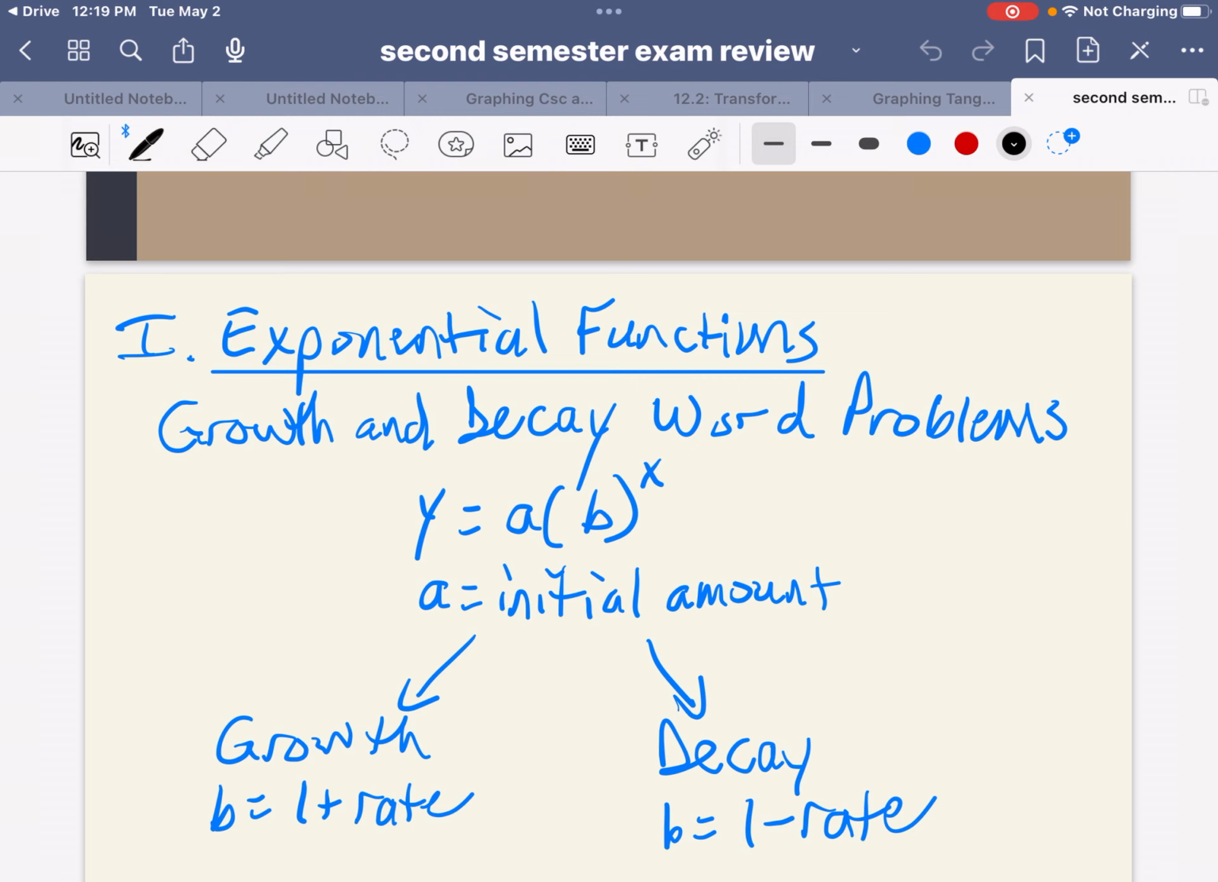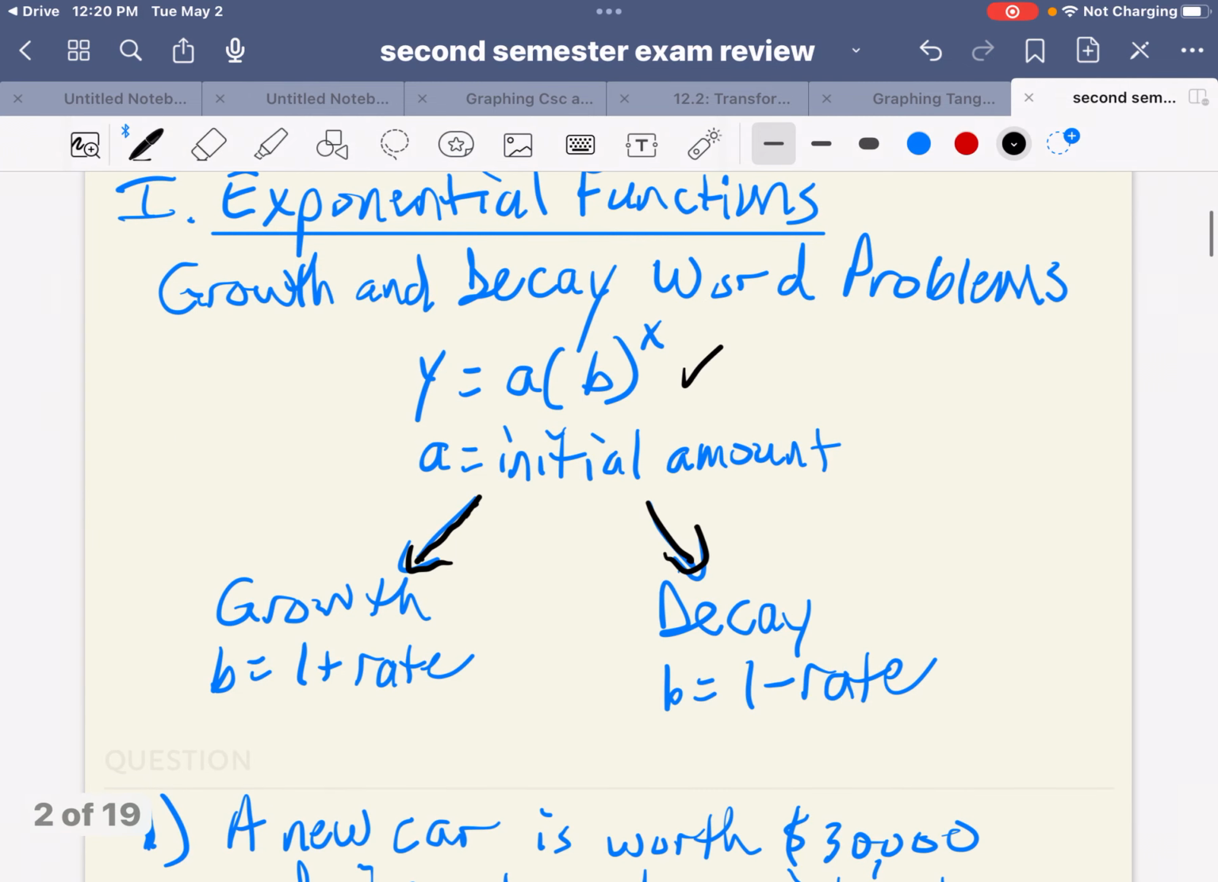We said exponential functions always come in the form y equals a times b to the xth power, where a is the initial amount that you have, the initial amount of money, the initial number of bacteria, the initial value of that car. A is the initial amount. And then remember, it branches off. It can be a growth word problem or a decay word problem. And depending on whether it's growth or decay, you determine the value of b differently.